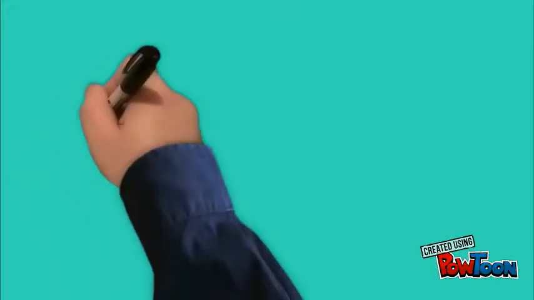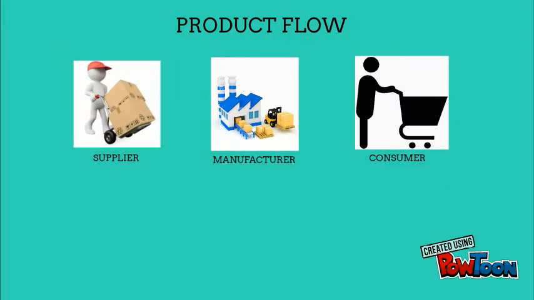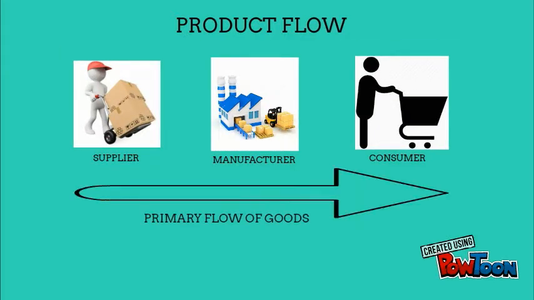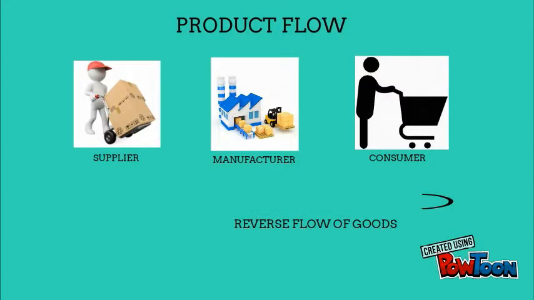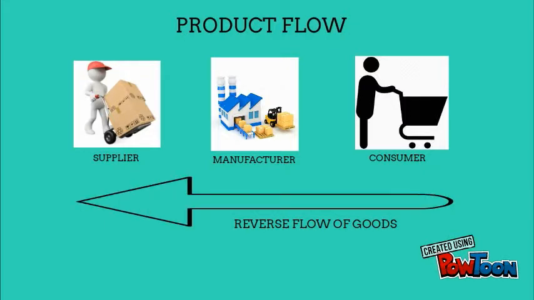Therefore, it is basically a process to get the product or the services delivered from point A to point B. Supply chain can be divided into three flows. Firstly, the product flow. The primary flow of goods from the supplier to the end consumer. They include materials, components, supplies, and services. Next is the reverse flow of goods from the consumers to the suppliers. They include returns for repair, replacements, recycling, and disposals.